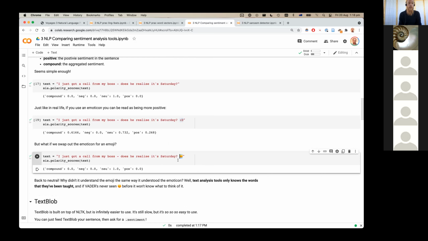Sorry, emoticons. So NLTK maybe doesn't recognize emojis. And there we go. The description underneath tells us that this VADER model doesn't understand emojis, so it won't sway the sentiment in the same way that it does with the emoticons.